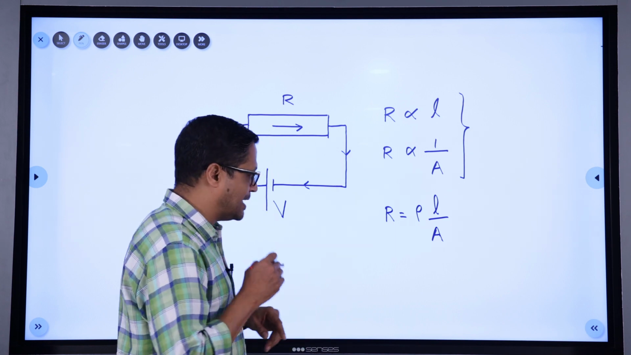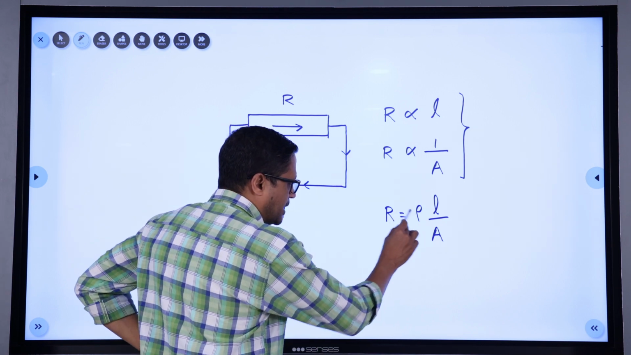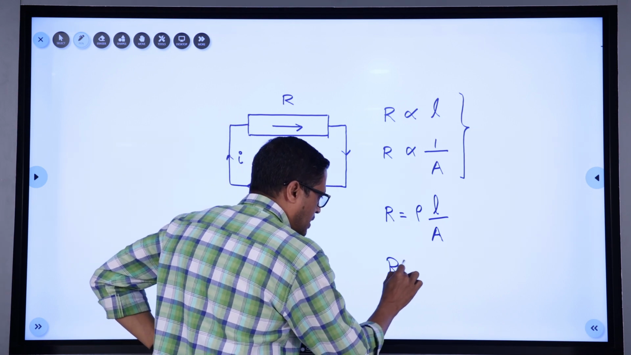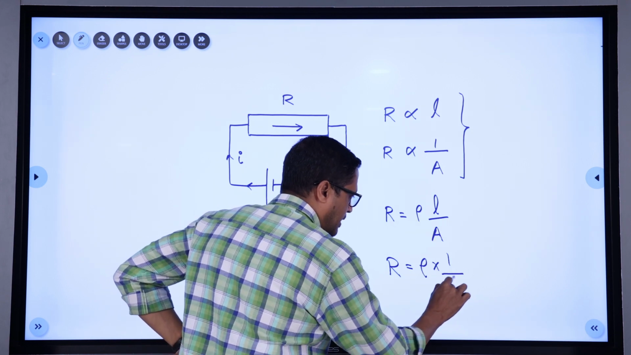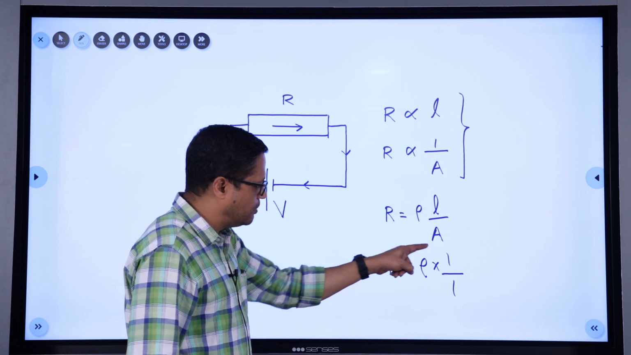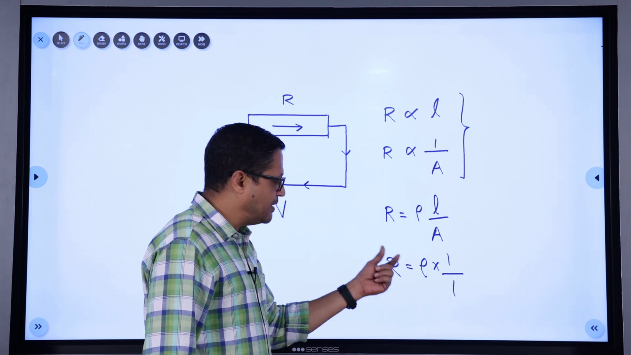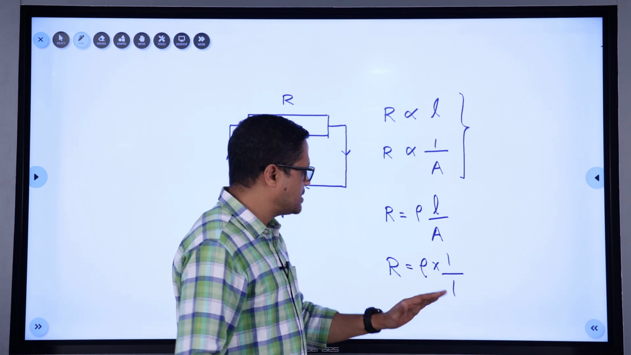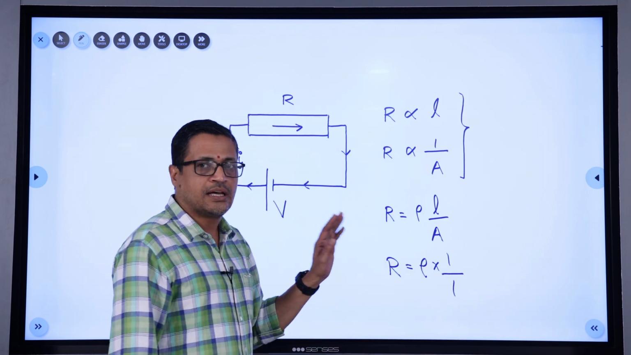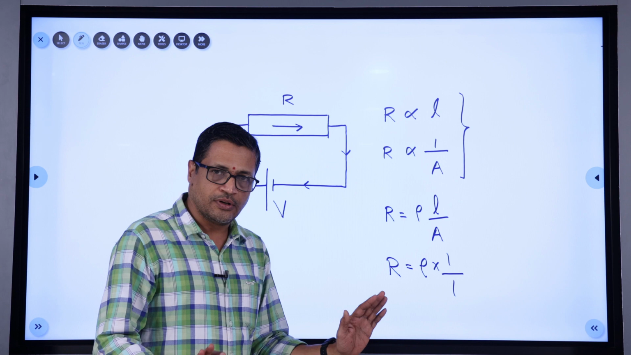Now coming to your 10th class definition, resistivity is the resistance of a material of unit length and unit area of cross section. When you make both of them 1 and 1, then the value of resistance that you get will be numerically equal to resistivity. This is how resistivity and resistance are related to each other. I hope all of you understood it.